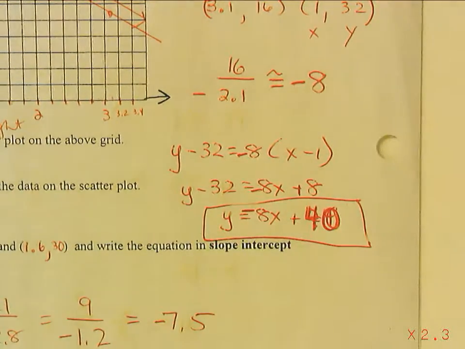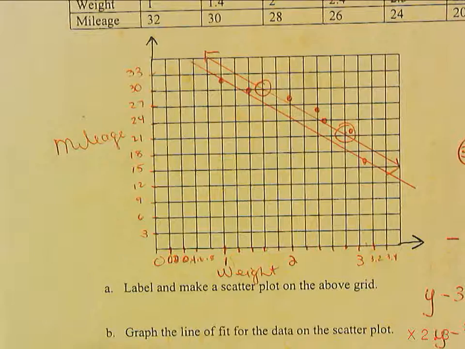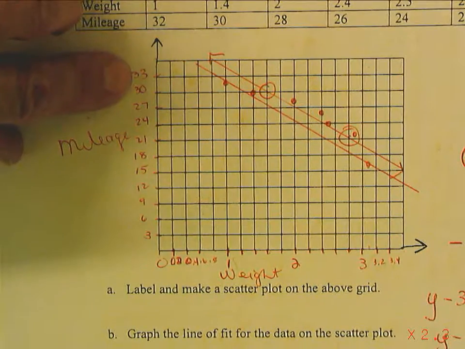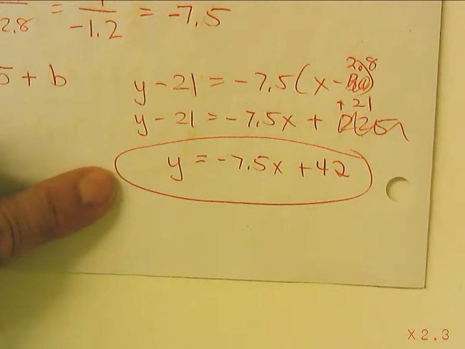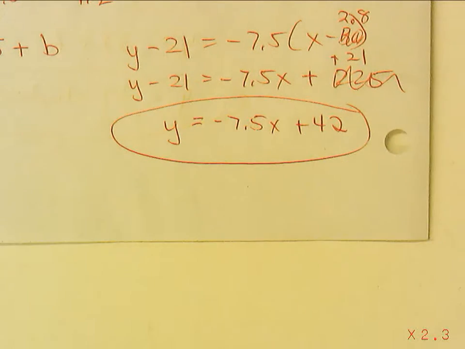So you have to make sure your slope was negative, and you have to make sure your y-intercept is above 33, because obviously it hasn't crossed yet, and that is 33. Okay, so one line of fit I got was y equals negative 8x plus 40. The other is y equals negative 7.5x plus 42. Anything close to those would be correct.